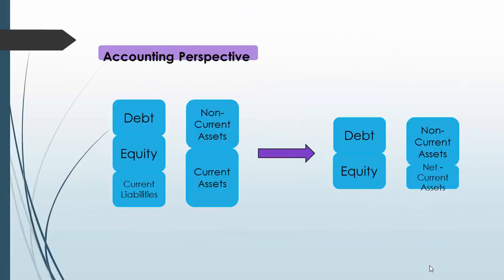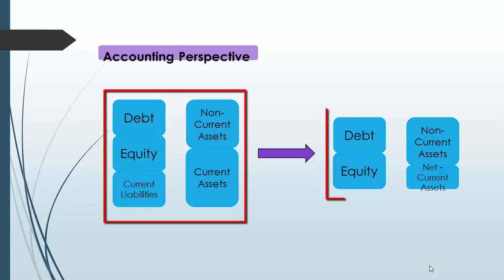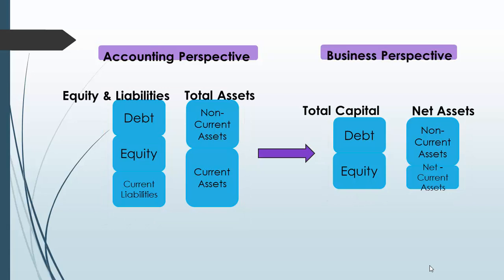So really what we're doing is we're taking a balance sheet that looks like this, and we're making it look like this. The balance sheet looks a bit smaller, and it's just because we're moving a plus from the one side to a minus on the other side. Remember the different terminologies between the accounting perspective and the business perspective. It's equity and liabilities and total assets, and now it would be called total capital and net assets, but it is the same balance sheet.